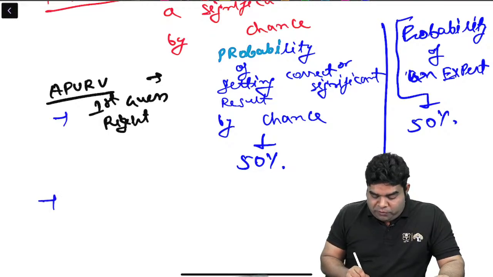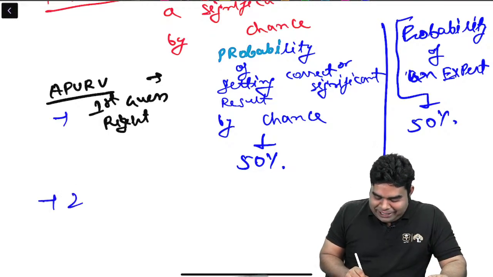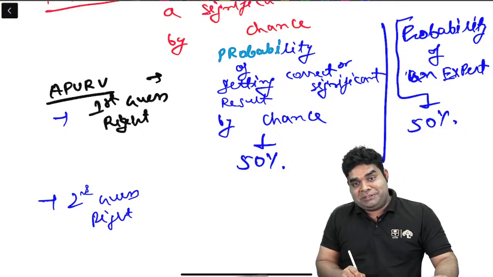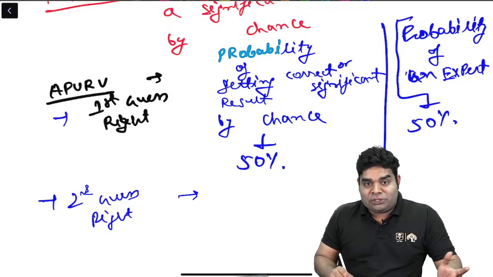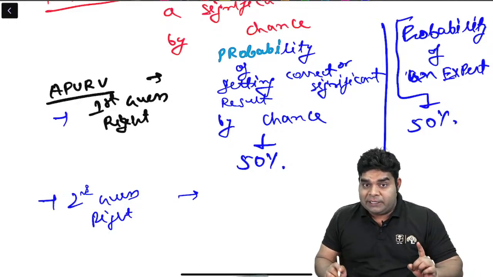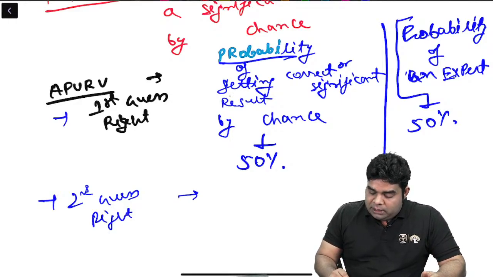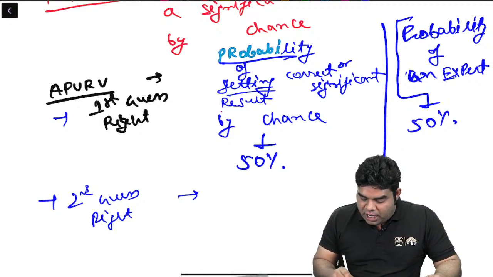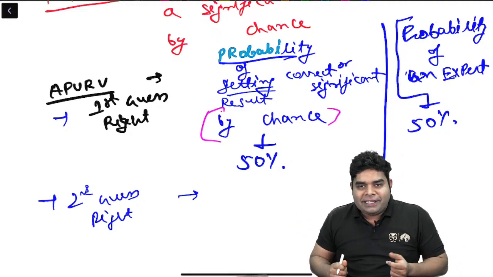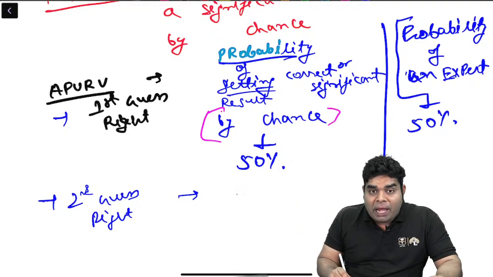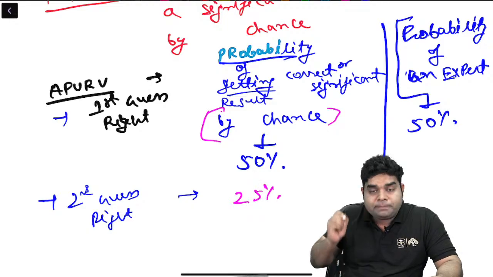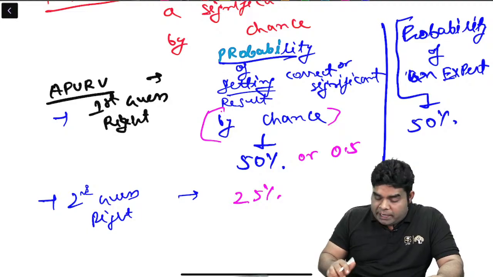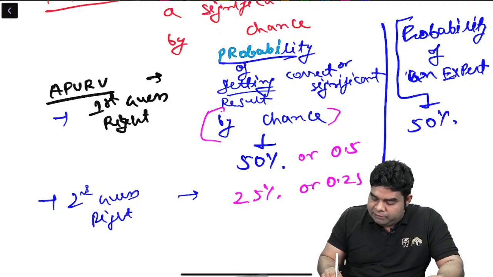Now Apurv guesses about his own life, that my love story will go till marriage, I know. And suppose that also happened. So now there are two guesses which are right. So the probability that Apurv is not an expert and he is getting this result by chance, just by fluke, है ना, तुक्के से सही आ रहा है, that probability decreases to 25%. So 50% can be written as 0.5, 25% can be written as 0.25.